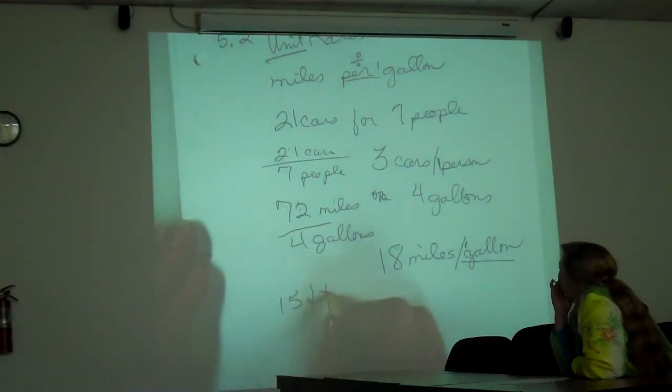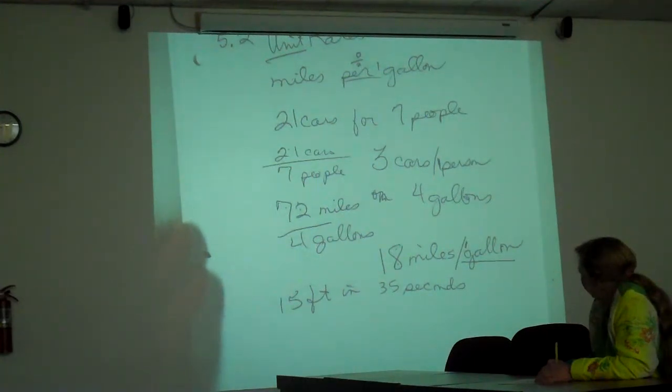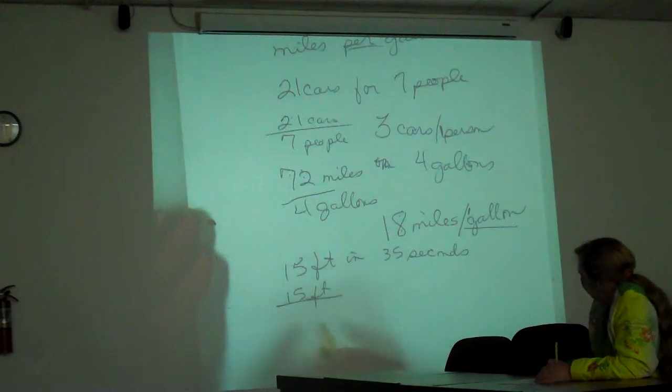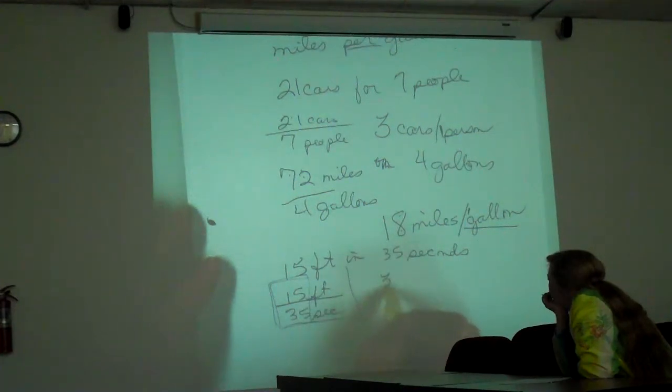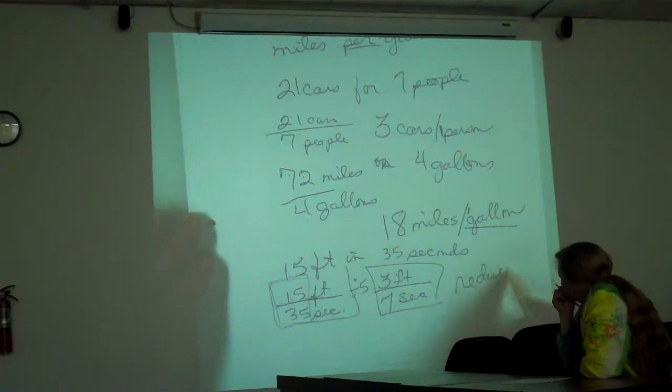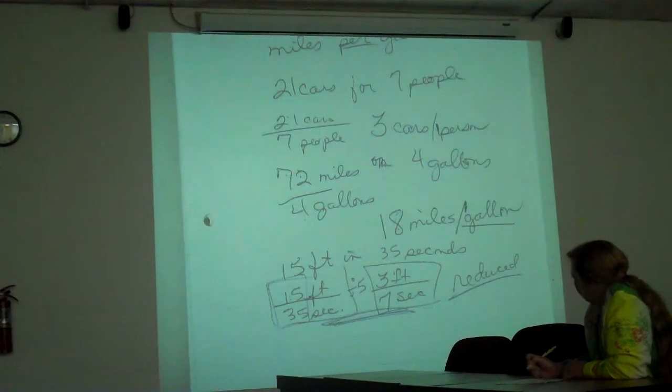Okay? If it gave you 15 feet in 35 seconds, and it didn't want the unit rate, it just wanted it reduced, put your 15 feet over 35 seconds. If you were reducing this, you divide by 5, right? Dividing by 5, you would have 3 feet in 7 seconds. Okay. This is just reduced. This is unit. So the first thing it asks you is the reduced one. The second part in 5.2 is a unit rate. So the first part, all you have to do is reduce it.